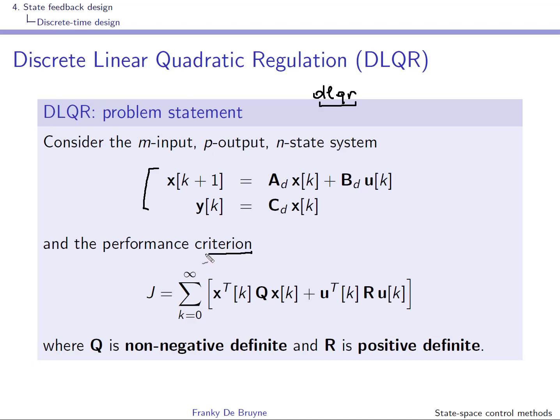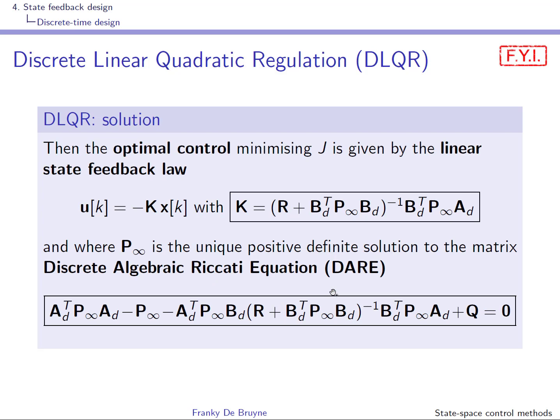The design is based on a performance criterion as before, and the only difference is that the integral now becomes a sum. Q and R, the tuning matrices, have the same meaning as before. And for your information, the state feedback law is as follows, with K constructed from the solution of a discrete algebraic Riccati equation.